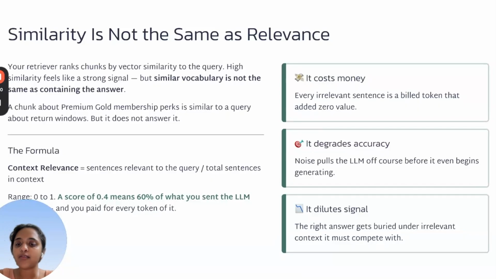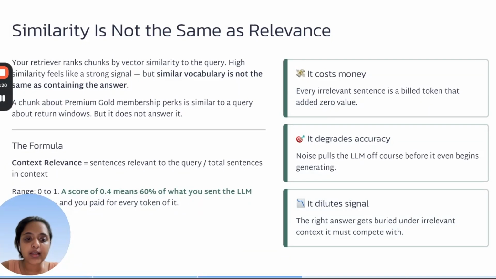So if it's 0.4, say suppose, then 60% of what we gave to the LLM was just pure noise and we had to bear the cost of it. So context costs money. Whatever we pass the model, we're just wasting more money, and that doesn't really add any value. It degrades accuracy. We are giving it noise, so it dilutes the signal. A right answer gets buried somewhere under irrelevant context.